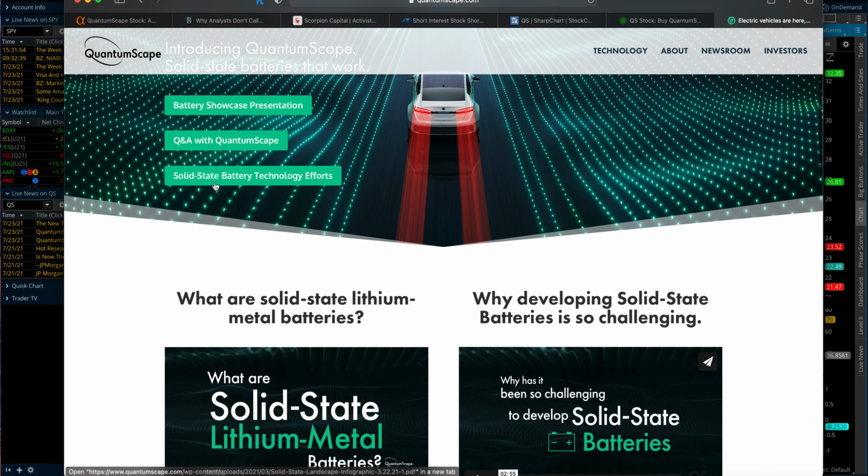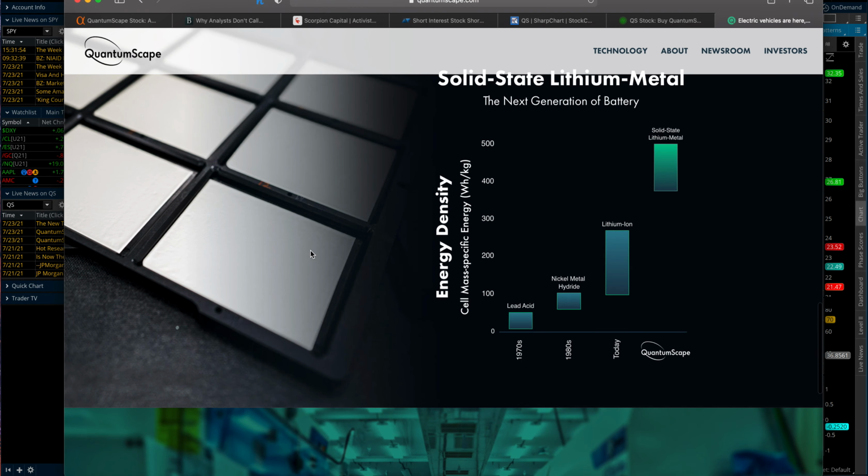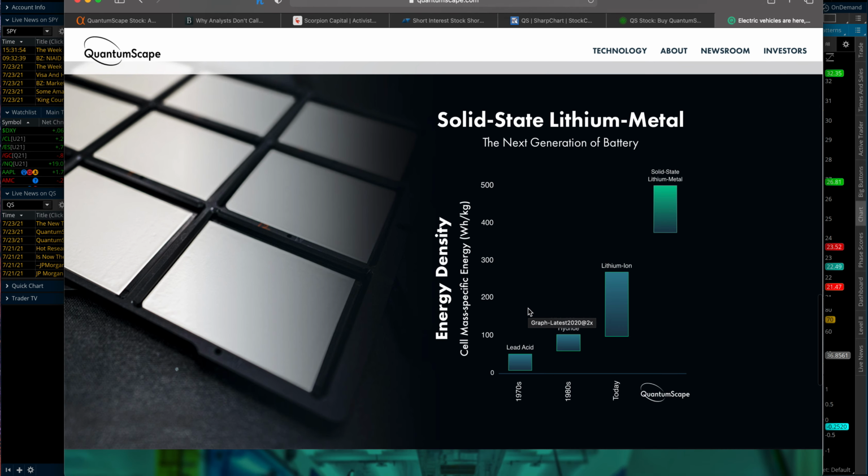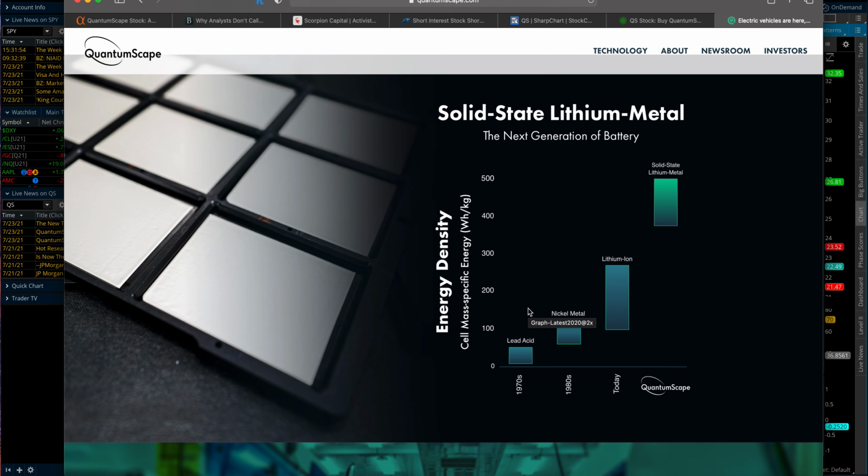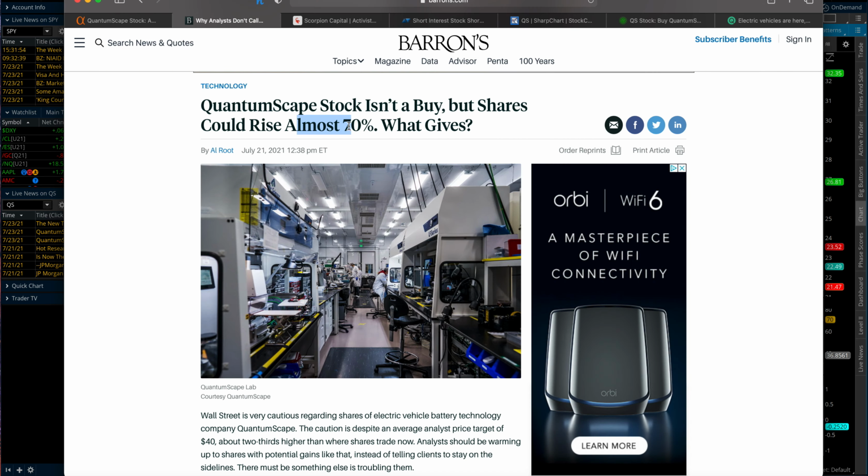Now, what is QS for those of you who don't know? They are basically producing solid-state batteries. This is the next step in battery technology, where lithium-ion is what we see in current cars, right, EVs. So why is this stock going to see a possible 70% rise in share price?